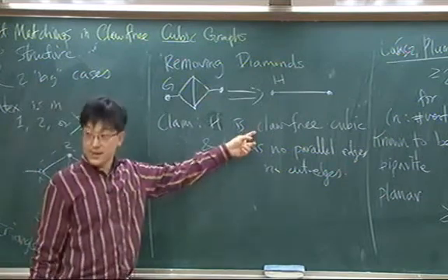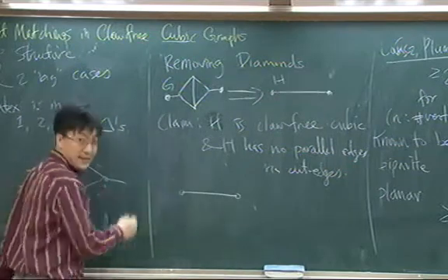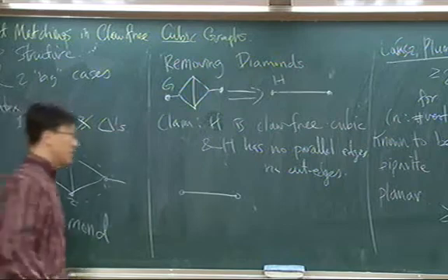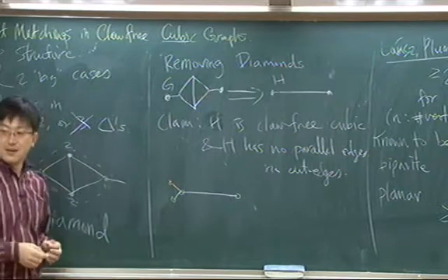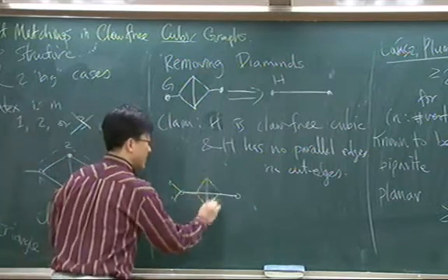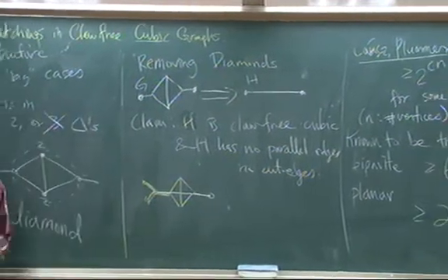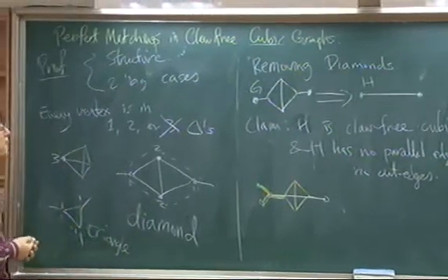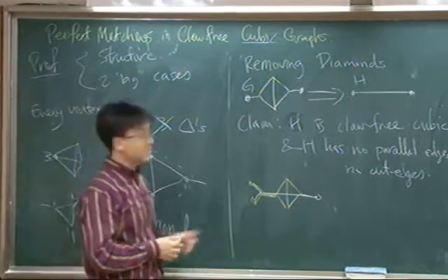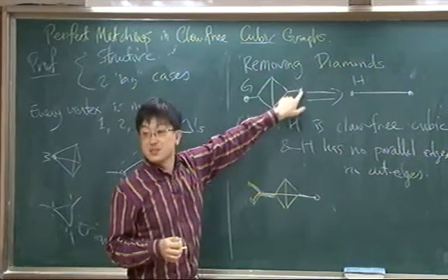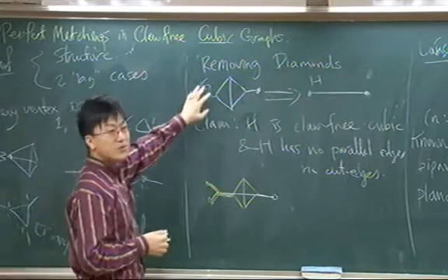So it should be claw-free. So suppose not. I replace diamonds by an edge. If you got a claw, then the only way you can make a claw is to have something like this. But then initially you have this drawing. So you glue these 3 things, you get a claw in G. So H is claw-free. It's cubic, obviously. You just remove these guys, connect those 2 vertices, so it's cubic. Every vertex still has the same number of edges.